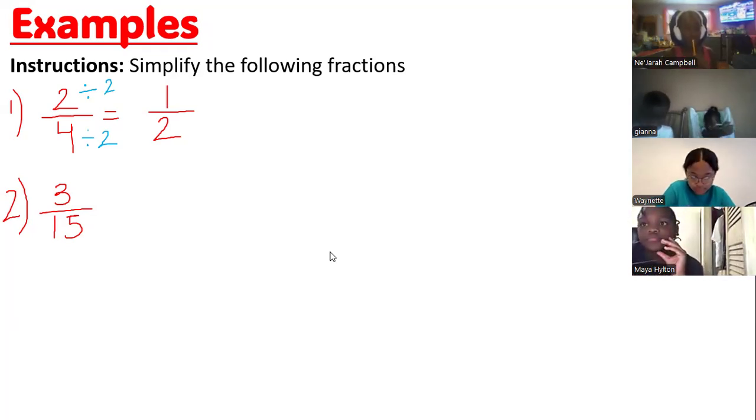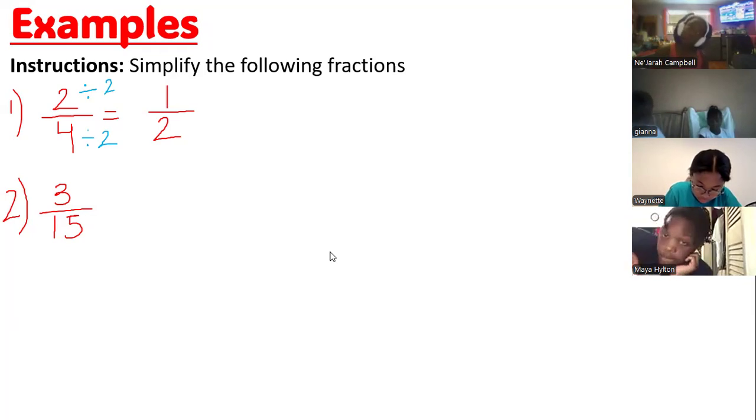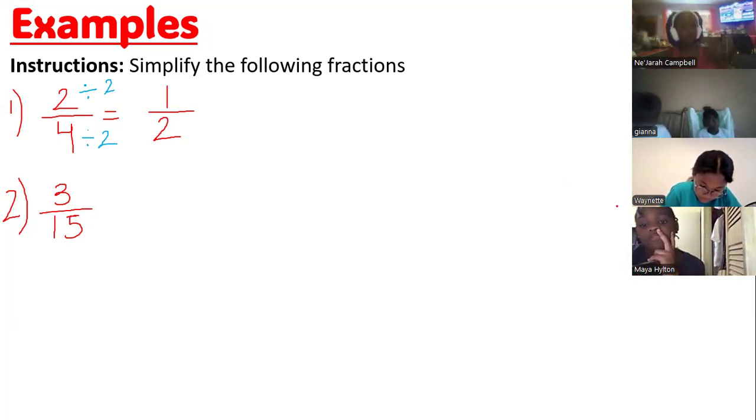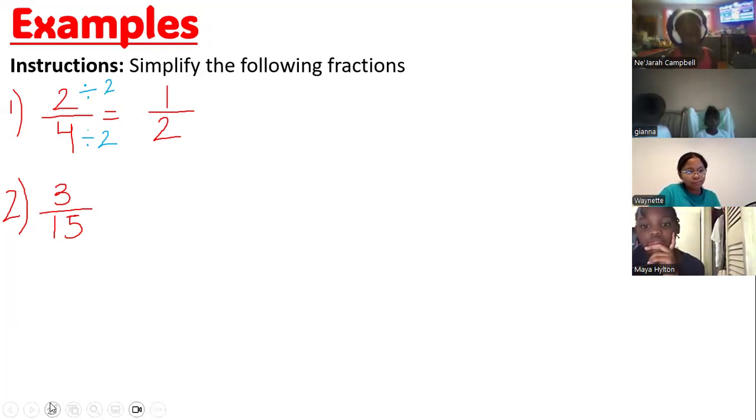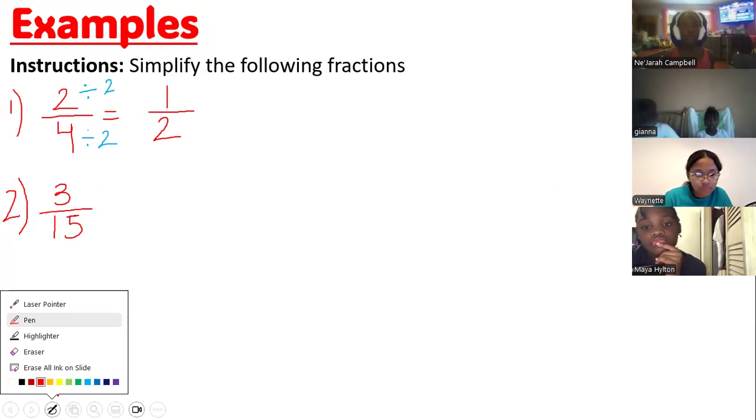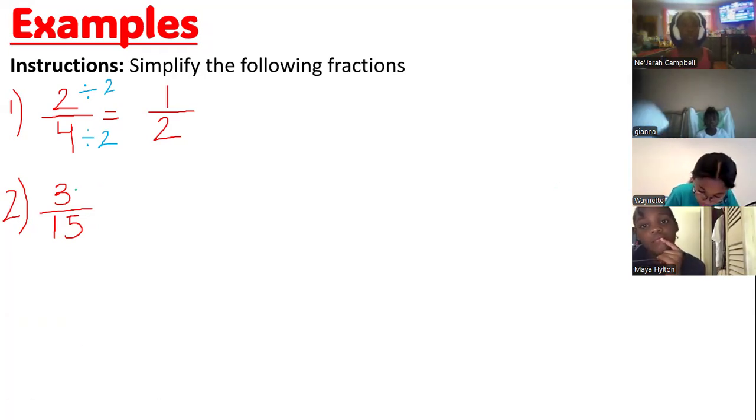What number could we use? 3? We could use 3? Yes, sir. Wynette, can we use 3 to go into 3 and 15? Yes, sir. Okay, good. So let's say 3 divided by 3. So the top number is 3.